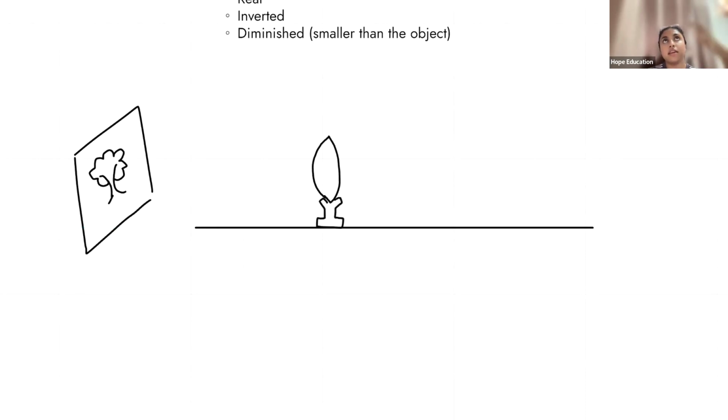Now, as I said, if the object is at infinity, image will be on the focal point. And it's going to be a real image, so I'm also going to use a white color screen.